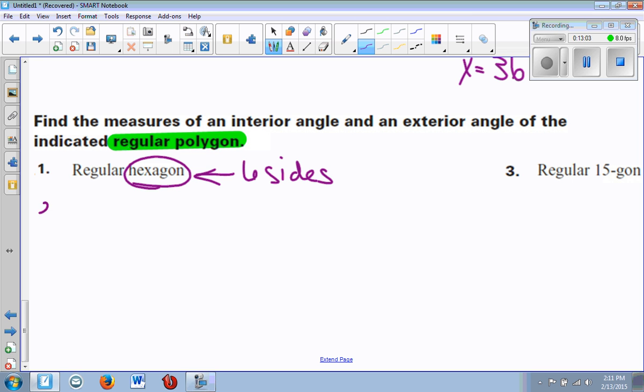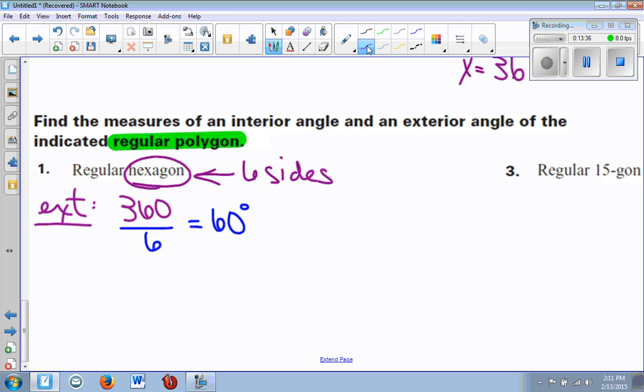So let's talk about how we'll figure out an exterior angle. What we do know about an exterior angle is that all of the angles add up to 360, so there's 360 total. Well, if a hexagon has 6 sides, that means it also has 6 exterior angles. So if I know they're all the same, that means I just have to split the 360 6 equal ways. So we do that by division. So that means each exterior angle is going to be 60 degrees.